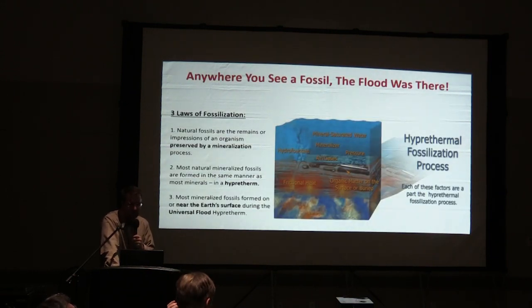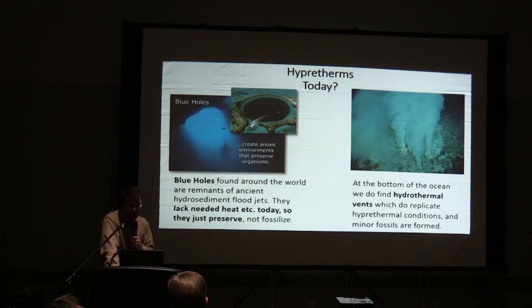For a fossil to form, you've got to have mineralization, hydrothermal. This is a hydrothermal vent. This is the closest we get to it, and this is a blue hole, an ancient hydro fountain. This is the closest we're going to get to where you can make fossils today. If you die and you land on the bottom of the ocean where there's a hydrothermal vent pushing stuff out, you might have a chance of getting partially fossilized. Extremely rare, of course, but it's a good example of how this worked on a bigger scale.